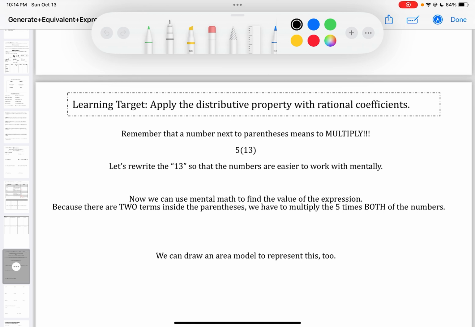So 5 in parentheses 13, this is the exact same thing as 5 times 13, or 5·13. This is all multiplied. Any number directly next to anything in the parentheses means multiply. So if I have this, that means 6 times 20, or this, that means 5 times 2.